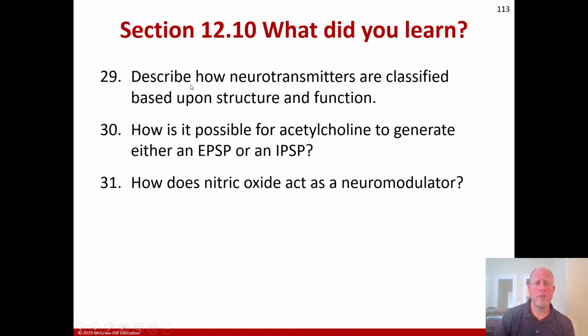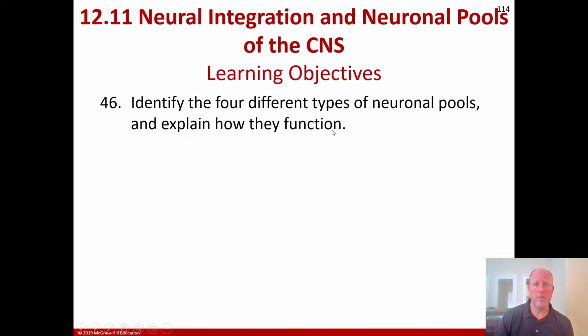So what did you learn? Describe how neurotransmitters are classified based upon structure and function, and note how it's possible for acetylcholine to generate either an EPSP or an IPSP, and how nitric oxide acts as a neural modulator. And we have our final section with neural integration and neuronal pools of the CNS, identifying the 4 different types of neuronal pools and explaining how they function.